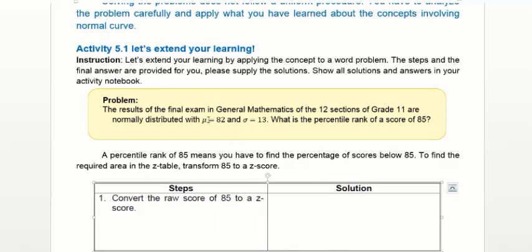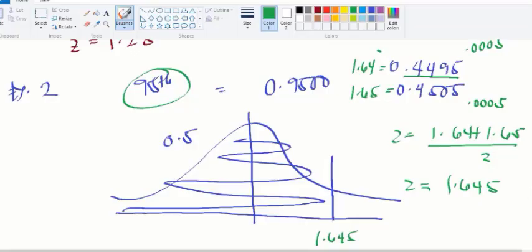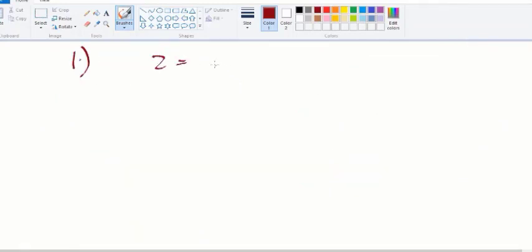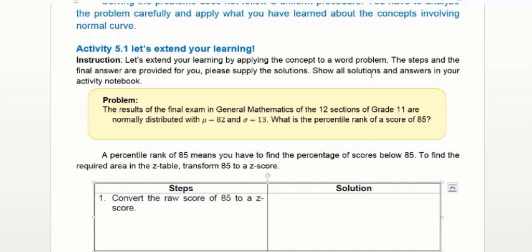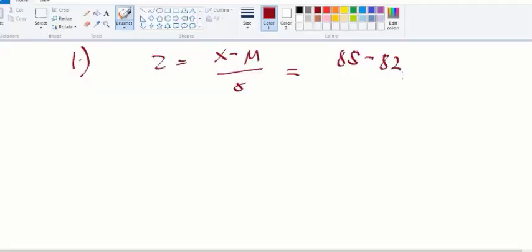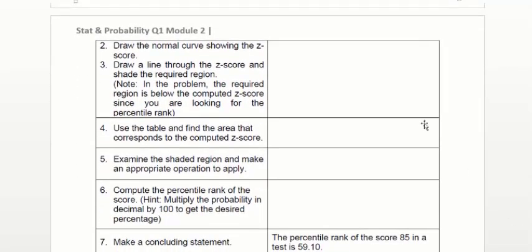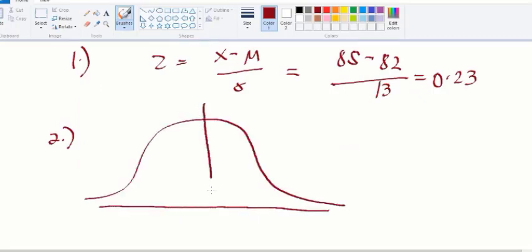Okay, so this is mu at saka sigma, meaning we are going to use population. So, z is equals to x minus mu over sigma, which is 85 daw yung score niya. At ang mean ay 82, ang sigma is 13. So, 85 minus 82 divided by 13, that is 0.23. Draw the normal curve showing the z-score. Okay. Grabe talaga yung normal curve ko, guys. So, 0.23. So, for example, ito yung 1, 2, 3. Andito yan siya sa 0.23.